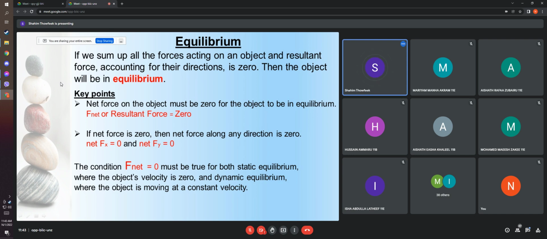Static means it is at rest or stationary. The object is not moving, but it is in equilibrium.